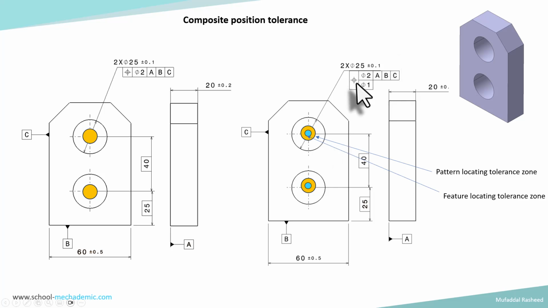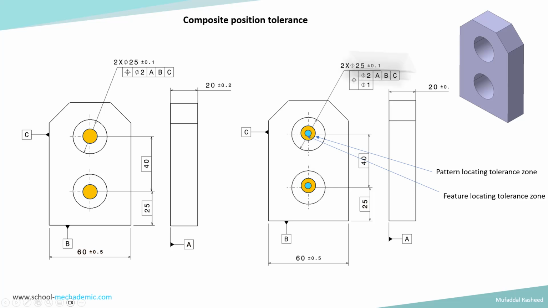So the second line is locating one hole with respect to the other, which means that as a pattern, the two holes can vary within a tolerance zone of 2. But when it comes to the relative distance between the two holes, they should not vary beyond the tolerance zone of 1. That is the meaning when we are using composite position control.